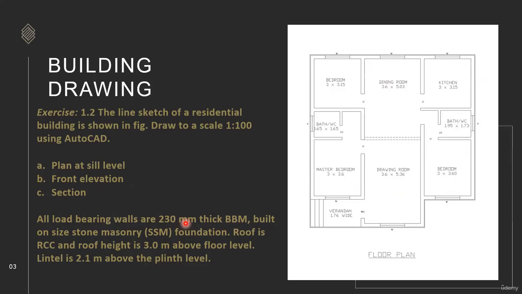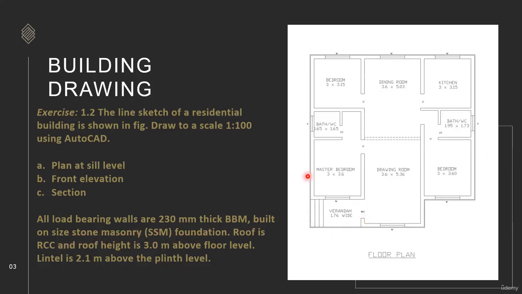Okay, so 200 mm thick walls. Whatever the walls, you can see this one here. Everything is built of 230 mm. Here you will just understand the plan. Wall thickness is 230 mm thick, first class brick masonry built on size stone masonry, that is SSM, in foundation.